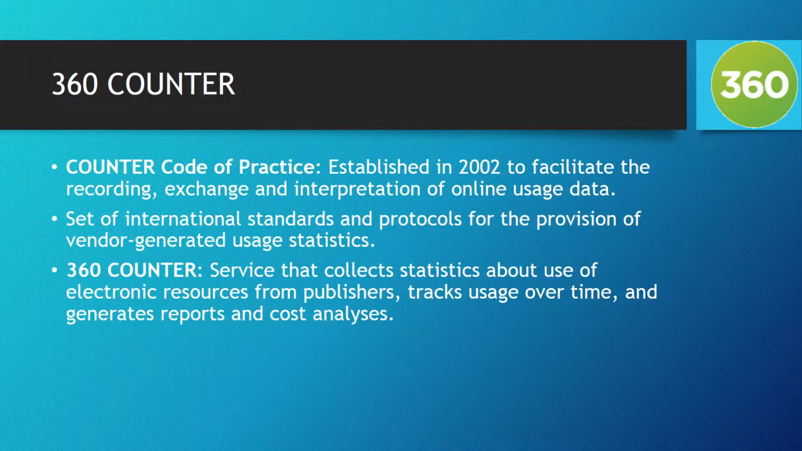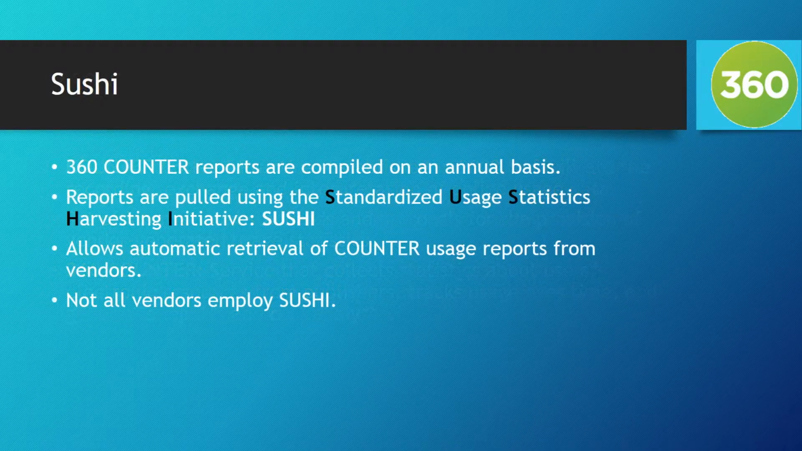360 COUNTER is a service that collects statistics about use of electronic resources from publishers, tracks usage over time, and generates reports and cost analyses using these international standards and protocols. 360 COUNTER reports are compiled on an annual basis.